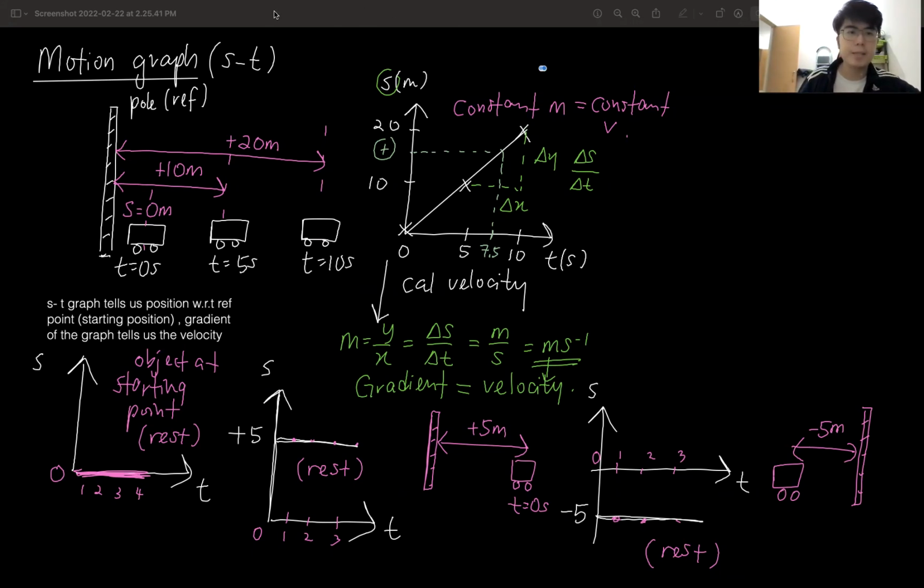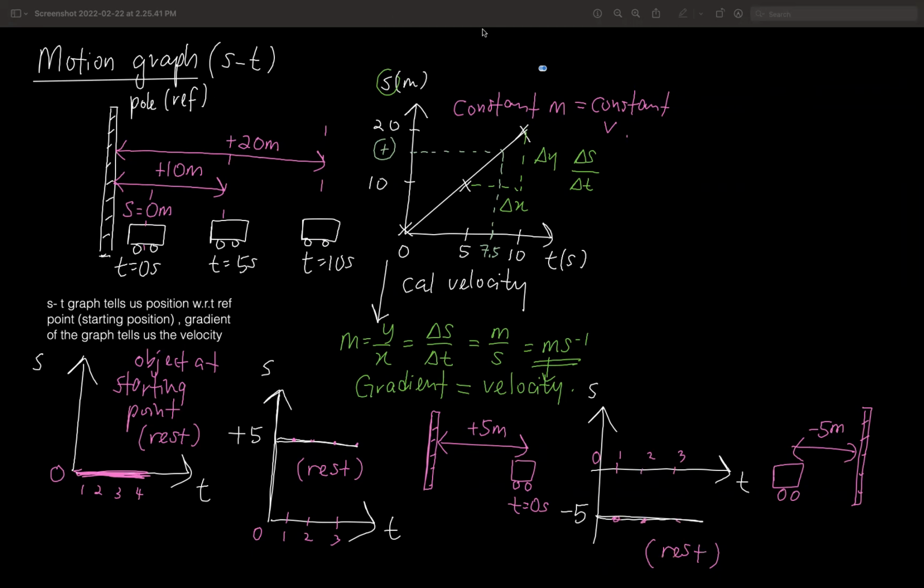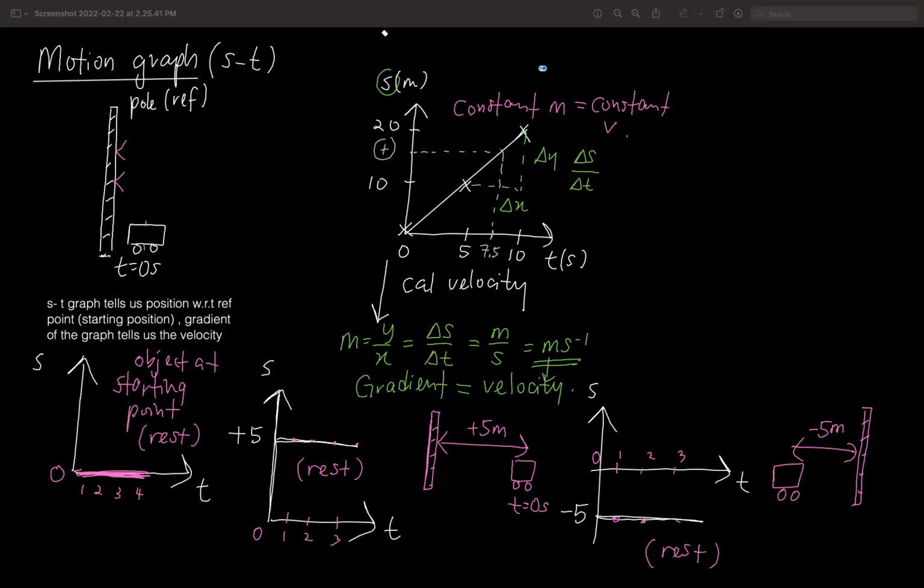Now, let's consider a different scenario. Let me change the diagram here. Let's say this one I erase. 0 seconds, 5 seconds, 10 seconds, and 15. The displacement: 0 meters, 10, 30, and 60.